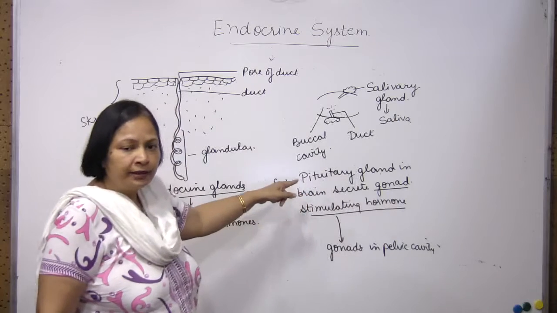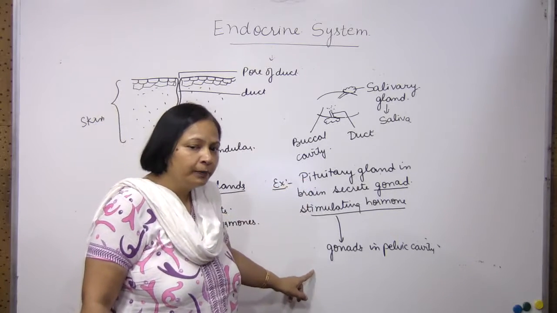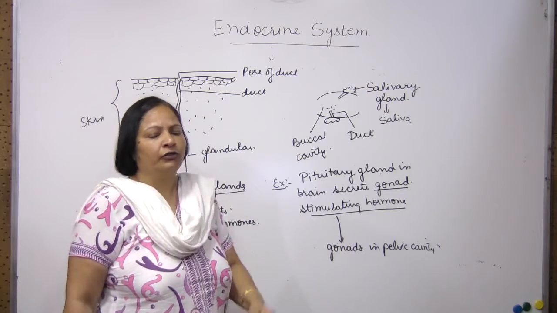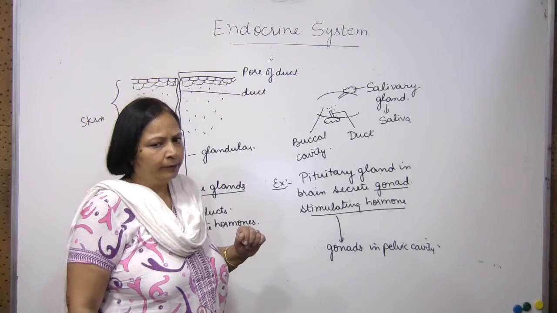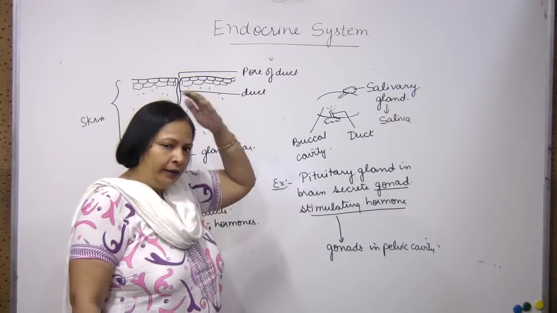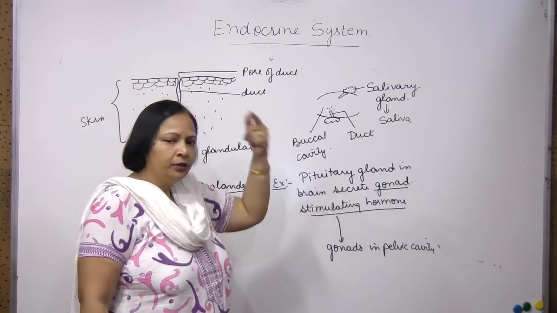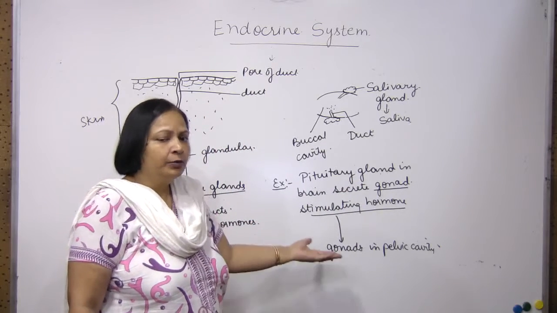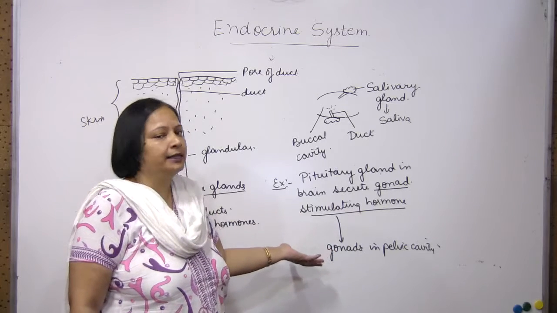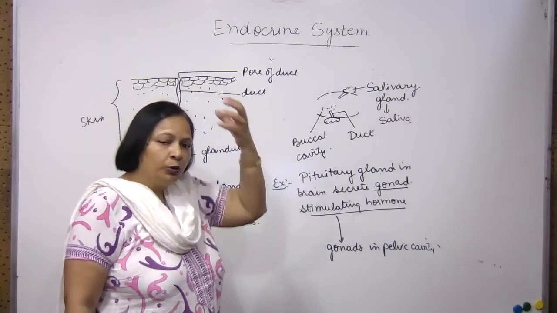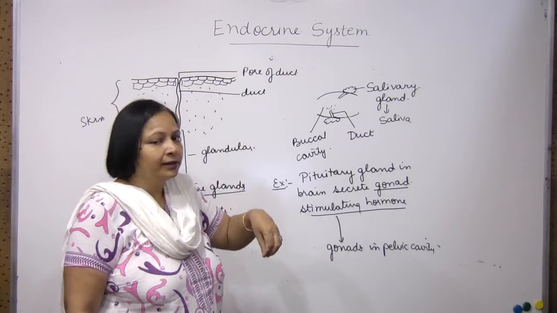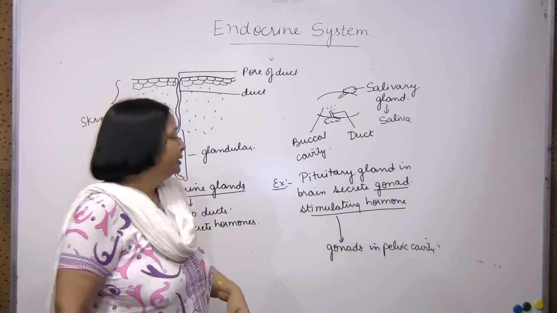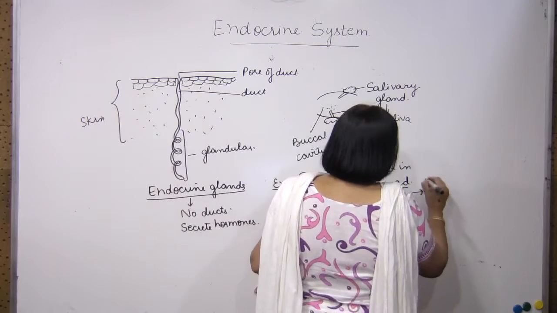Pituitary gland is present in brain. Gonads are present in the pelvic cavity. What is pelvic cavity? Pelvic cavity is the lower part of the abdominal cavity. Is it okay? Right? So from the brain, the gonad stimulating hormone has to reach up to the pelvic cavity. Gonads means ovaries in females and testes in males. Right? Pituitary doesn't have a duct. So how does this hormone present in the brain reach the gonads? This is through blood.